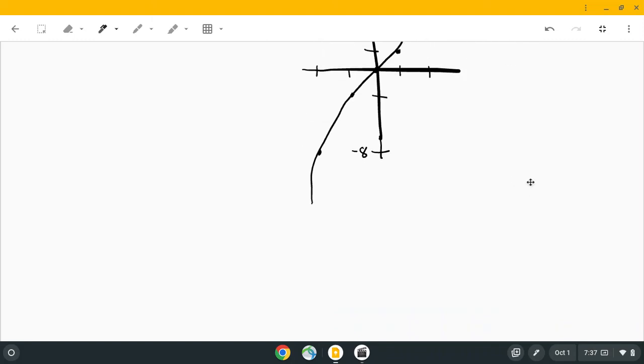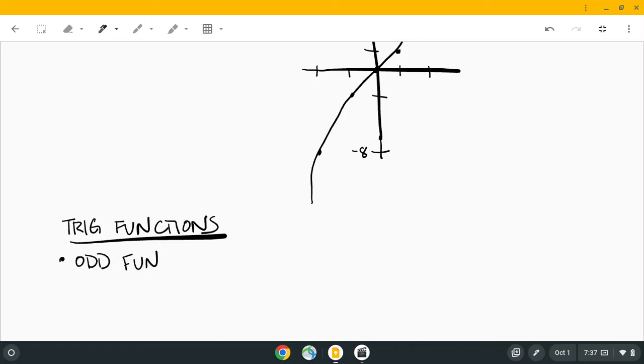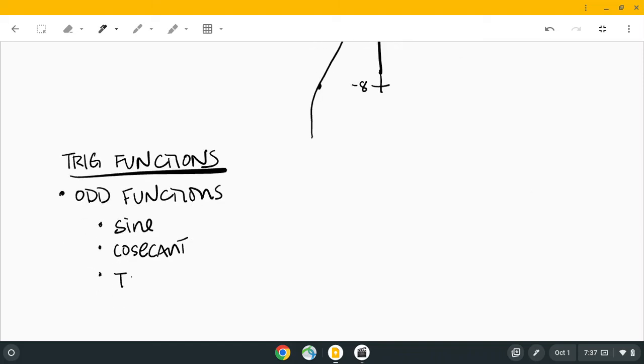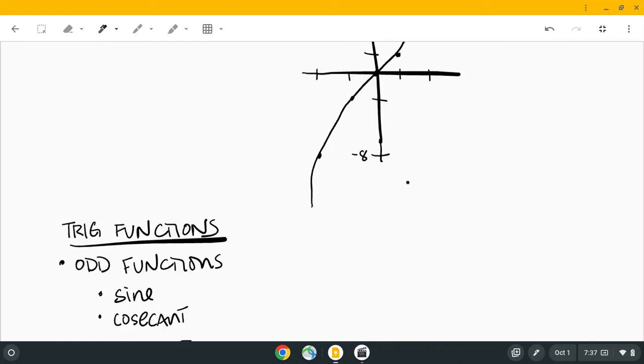So the odd functions, in terms of the trig functions, would be all the other ones. So that would be sine, cosecant, tangent, and cotangent. All of them. So the only even ones are cosine and secant.